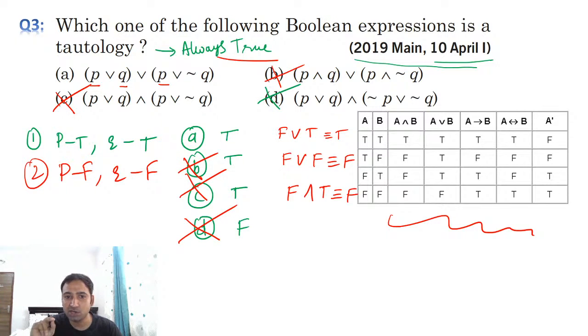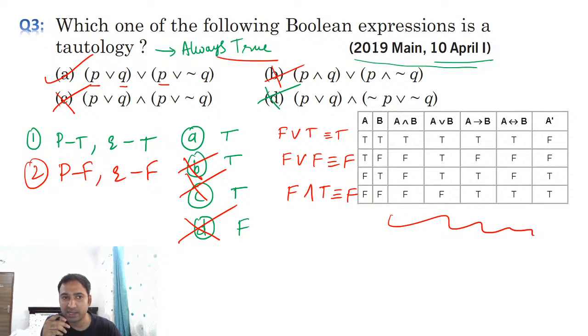Option B, option C, option D, sometimes it is becoming false. So tautology means what? It has to be always true. But options B, C, D are sometimes true, sometimes false. So I can eliminate B, C, D, and the only option remaining is option A. So directly I can say that option A is the answer.